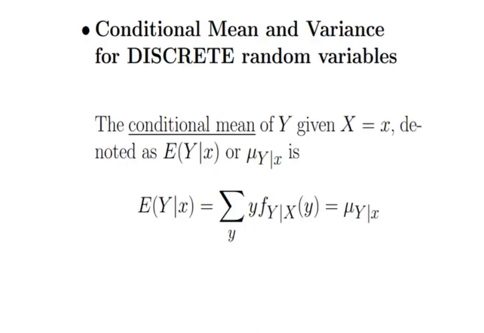Now next one, conditional mean and variance for the discrete random variable. So the conditional mean of random variable Y given that X is equal to x, denoted as E of y given x or mu of y given x, is defined as E of y given x is equal to summation y into f of y given x of y is equal to mu y given x. So this is the conditional mean of random variable capital Y given that random variable capital X is equal to small x.